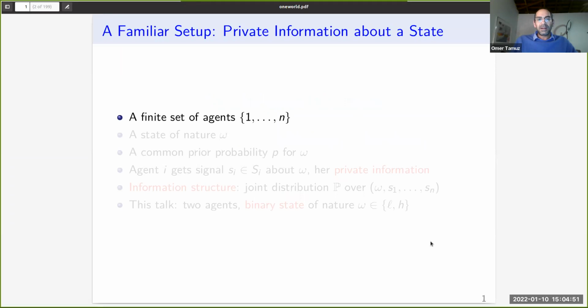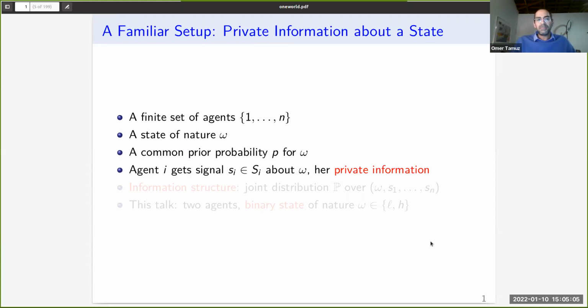Okay, so I'll dive right into it. I'm going to describe something very simple, just the concept of private information. So we're going to have a finite set of agents, a state of nature omega, and some common prior, which I'll denote by P, for this omega. Each agent is going to get a private signal S_i, which takes values in some set capital S_i, about omega. And this will be our private information.